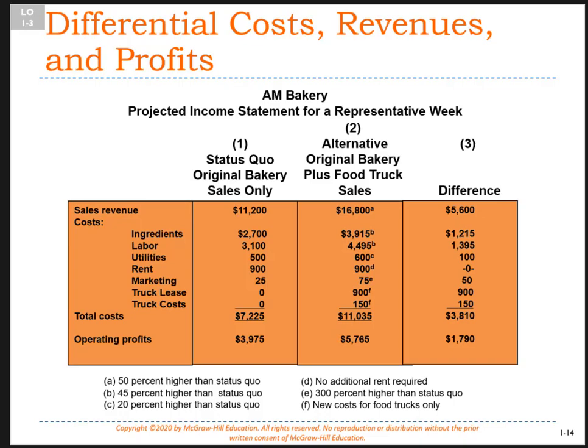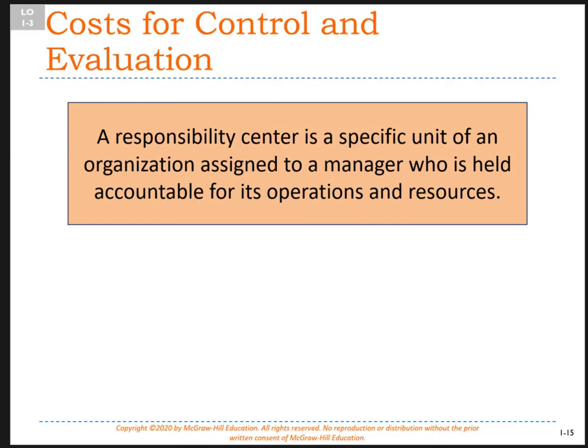Okay, so we have them two side by side, but really what we're focused on is the difference. Does this make us more revenue compared to more costs that are going to happen? So when there's a manager or an individual who's accountable for a particular piece, the food truck, let's say, or the bakery by itself, that's called a responsibility center. They have a responsibility. They are being evaluated based on performance of that particular piece of our business.